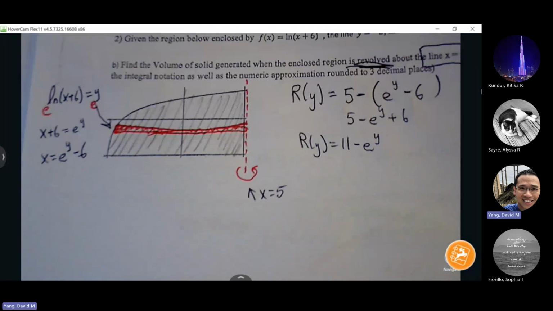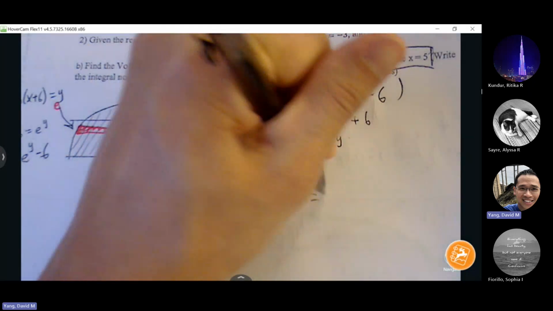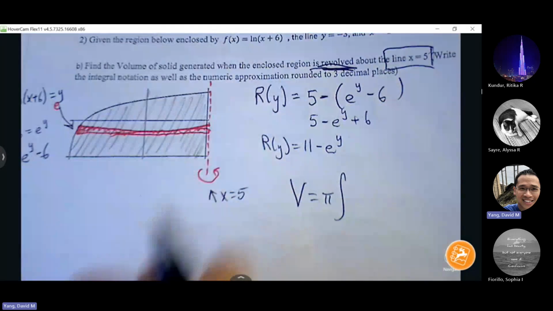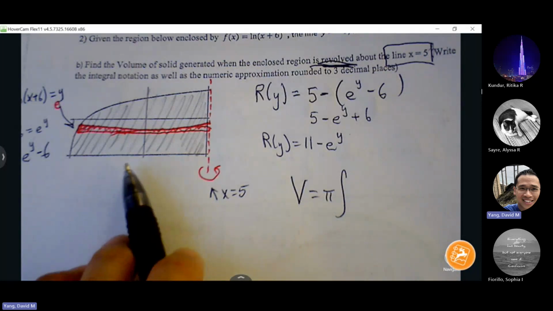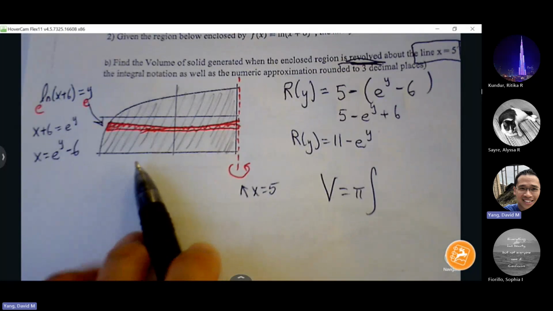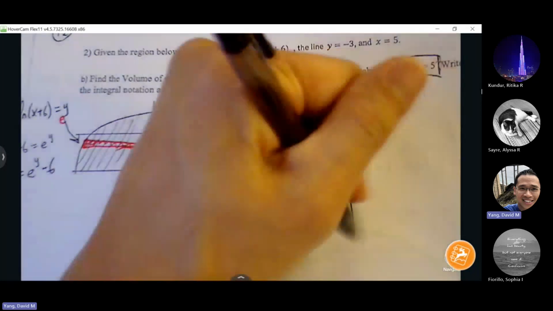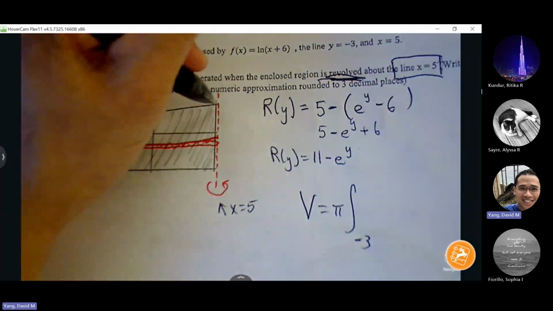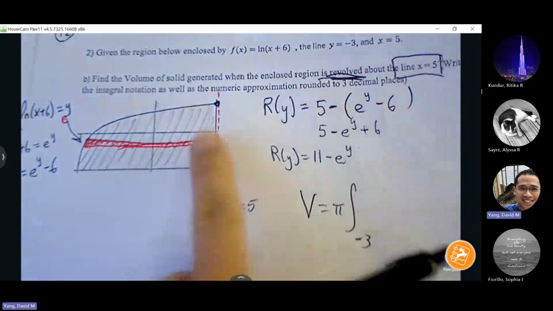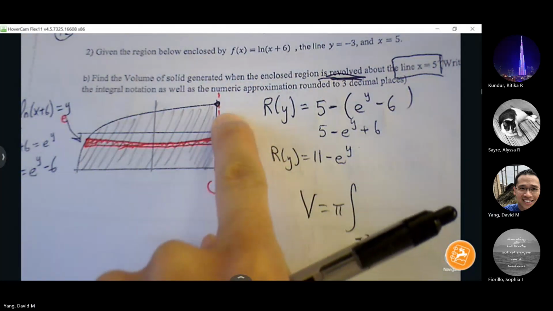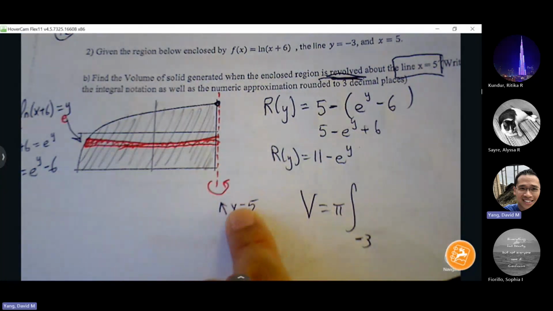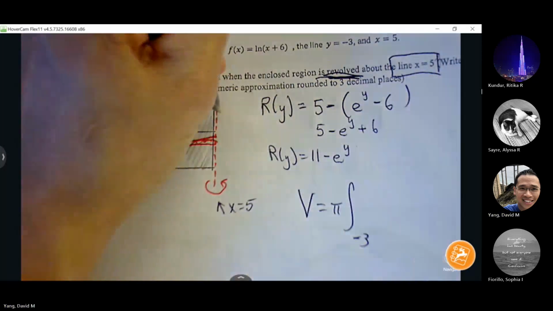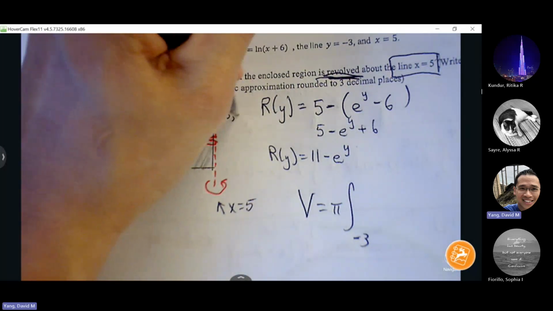Okay, so any questions so far? All right, so volume equals pi times depth integral. Now we need to find the lowest and highest y values here. What's the lowest y value? -3, because that's the easiest spot. The highest y value is going to be the y value at this ordered pair, right? Now, for this ordered pair, we know the x value is 5. How do you think we can find the y value?